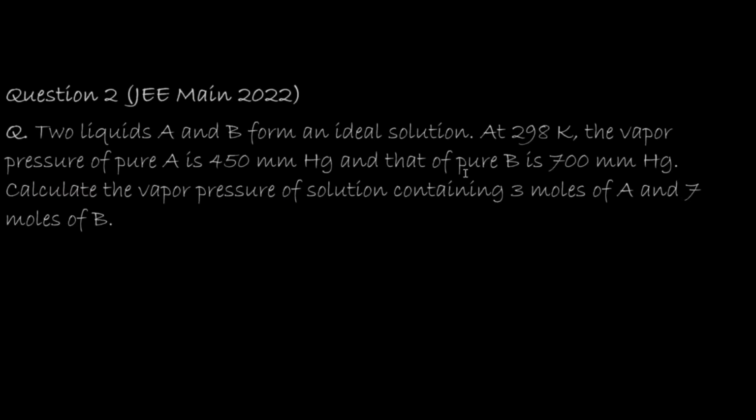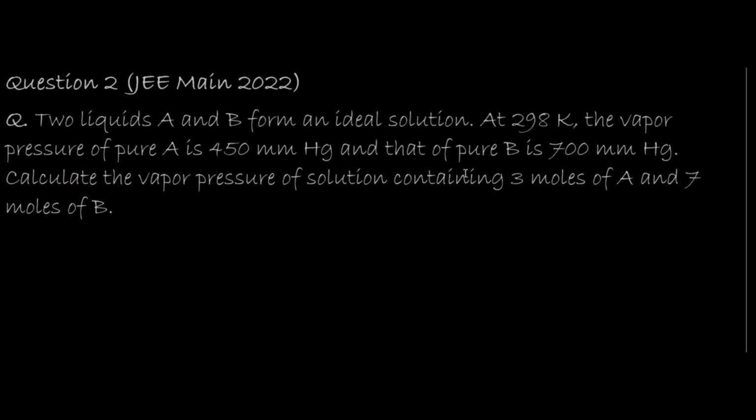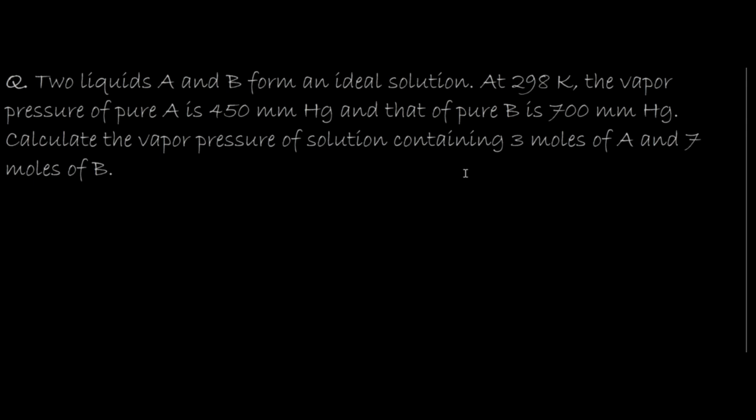Okay, so let's move on to the second question. Two liquids A and B form an ideal solution at 298 Kelvin. The vapor pressure of pure A is 450 mmHg, and that of pure B is 700 mmHg. Calculate the vapor pressure of a solution containing 3 moles of A and 7 moles of B. So they have given the n values and P0 values as well. So let's work on it.